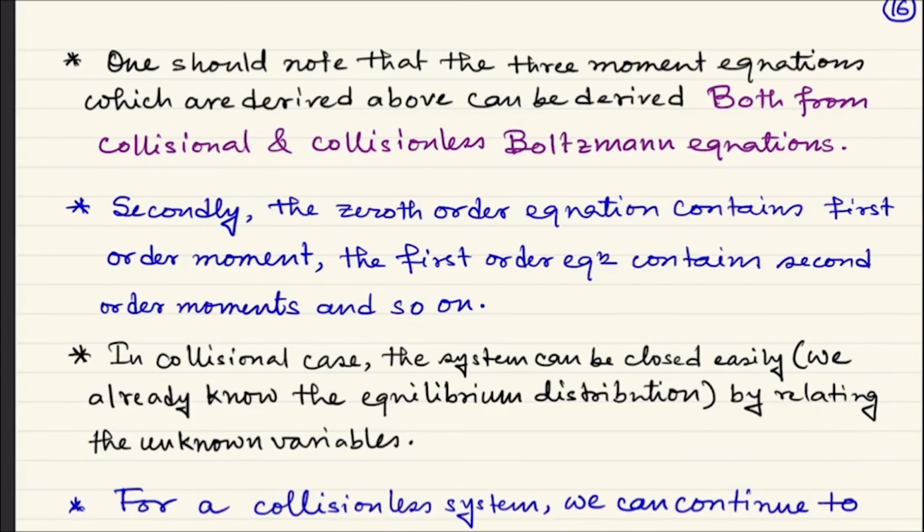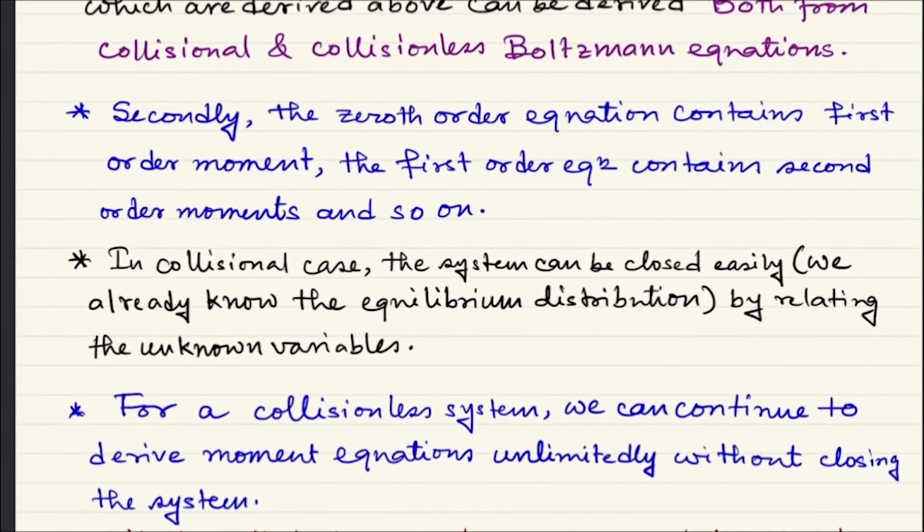In the collisional case, the system can be closed easily. We already know the equilibrium distribution, and by the knowledge of that we can reduce the unknowns. We will see this when we derive the ideal fluid equations: by using the knowledge that the equilibrium distribution is the Maxwell-Boltzmann distribution, we can relate some of the unknown variables to finally make a dynamical theory. But for a collisionless system, we have no hope. We can continue to derive moment equations without limit, without closing the system.